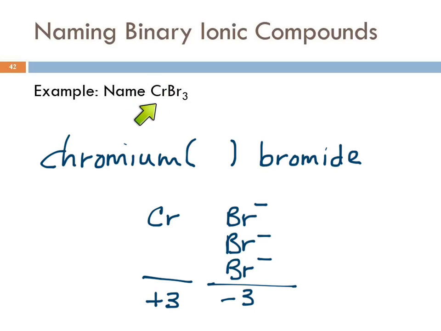How many Crs in the formula? Just 1. So we have 1 Cr. We need a total of +3 charge. That chromium must have all 3 of those charges. So the Roman numeral would be 3. 1, 2, 3. Chromium(III) bromide. Any questions?